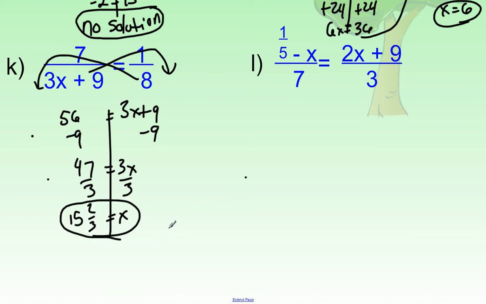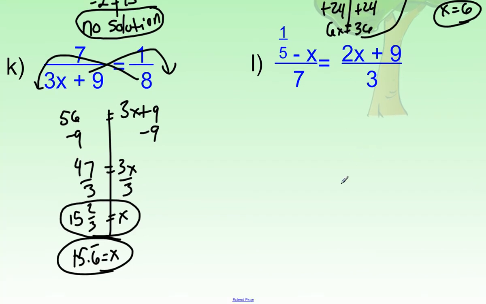And that's our answer. Not every answer is always going to be a nice, pretty, easy number. Some of them are going to be fractions or decimals. You could write 15.6 repeated like that equals x. That's fine too. But just don't freak out every time there's an ugly number. Doesn't mean an ugly number is wrong. It's just ugly.